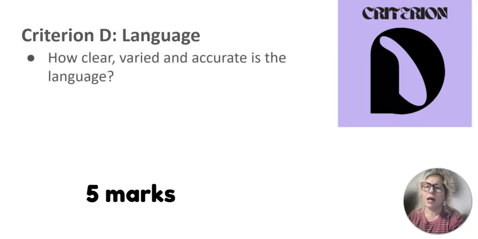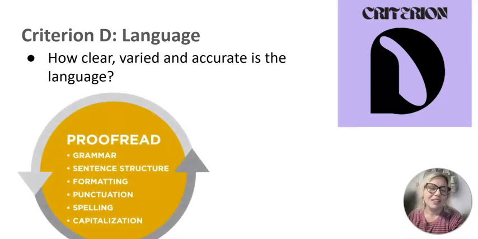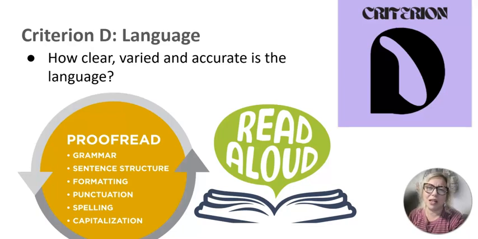All right, so what are we talking about when we say how clear, varied, and accurate is the language? Well, we're talking about errors. You've got to get rid of them. I have not even looked at them in your last 2 essays, right? So now you've got to get rid of them. It's time to proofread. You'll look at your grammar, your sentence structure, your formatting, your punctuation, your spelling, your capitalization, all of that good stuff once you're done adding to your essay. The best way to do it is to read aloud, preferably to somebody else, but you can read aloud to yourself. It's the best way to catch errors, especially with sentence fluency.